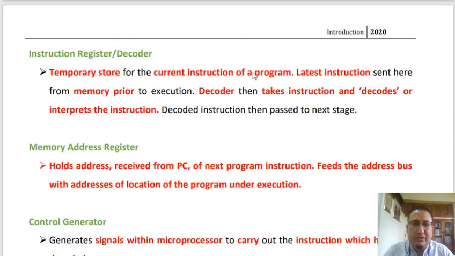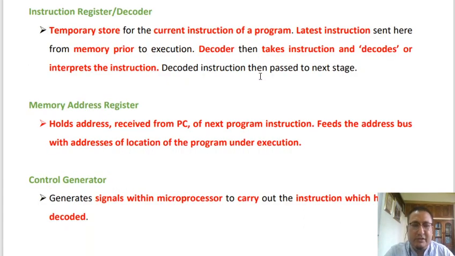Now, instruction register and decoder. The instruction register is used to temporarily store the current instruction of the program, the latest instruction that is sent from the memory prior to the execution. So the instruction register is capable of hosting the current instruction of the program, or the instruction that is about to get executed. The role of the decoder is to decode the instruction, that is, to create an interpretation of the instruction, what is the operation that is actually to be performed. Once the decoding is done, it's passed to the next stage.